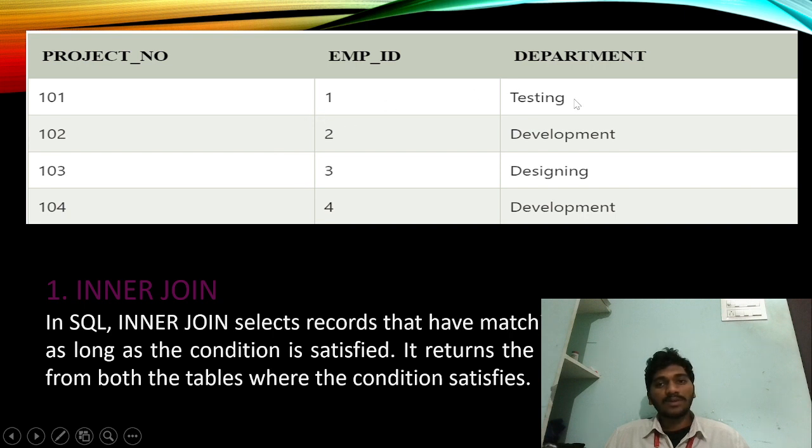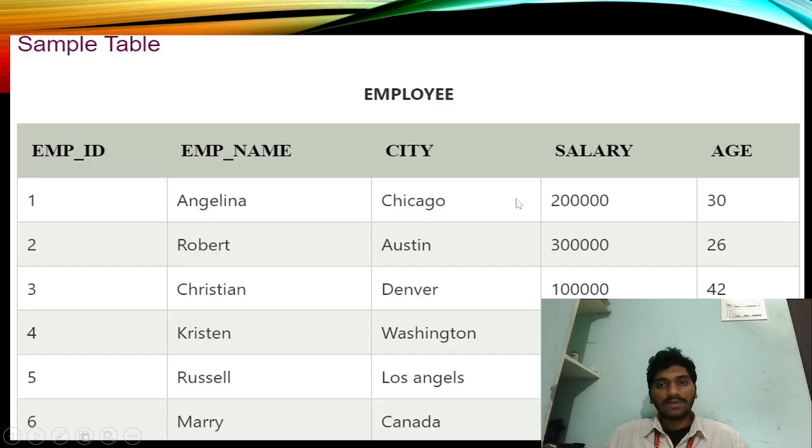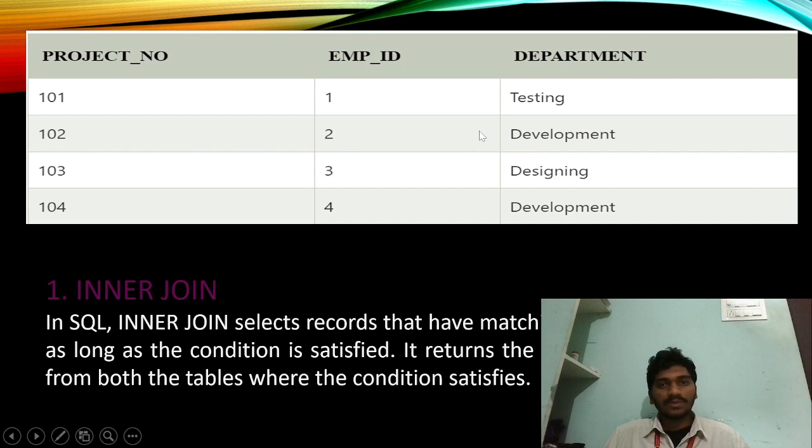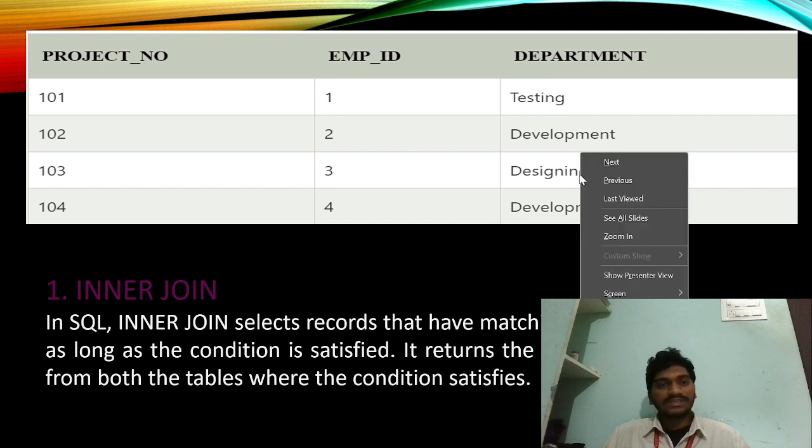four departments: testing, development, designing, and development. There we can see matching the IDs with employee 1, employee 2, employee 3, employee 4. In the project table, employee, it selects only employee IDs which are matching with the left column, and in this case there are only four rows.